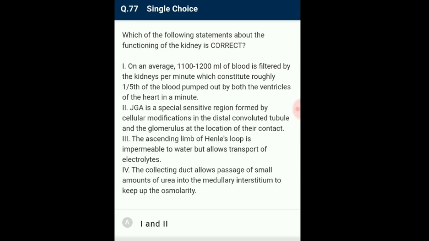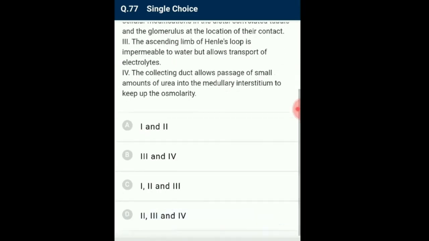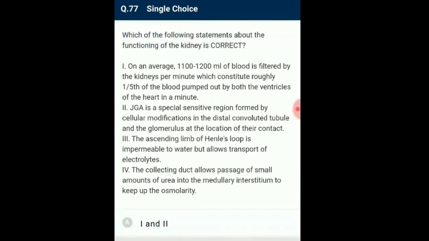A fall in glomerular filtration rate can activate the juxtaglomerular cells to release renin, which can stimulate the glomerular blood flow and thereby bring GFR back to normal. The ascending limb is impermeable to water but allows transport of electrolytes actively or passively. Therefore, as the concentrated filtrate passes upward, it gets diluted due to the passage of electrolytes to the medullary fluid. So the answer is option B. From the given four statements, the third and fourth statements are correct about the functioning of the kidney.